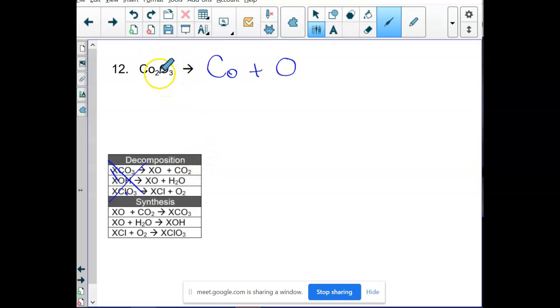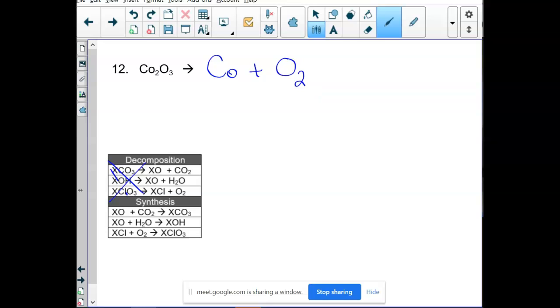We don't have a lot of these, but if you have only one thing before the arrow, the only thing it can be, if it's not one of these decomps, is the elements breaking apart. Cobalt is not Brinkelhoff, so it's just Co. Oxygen is Brinkelhoff, so it's O2. And then you're going to balance it.